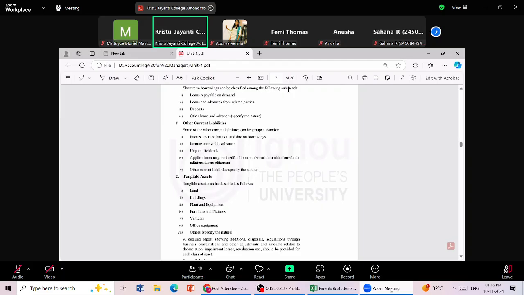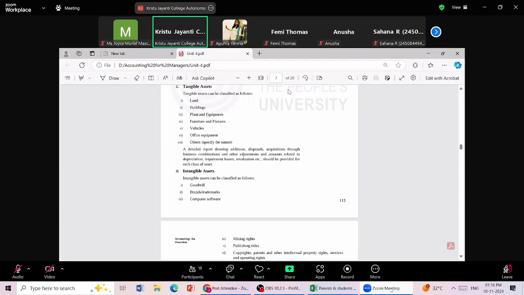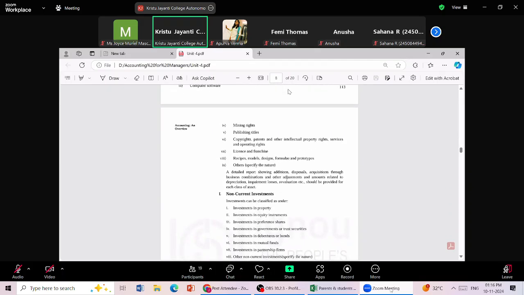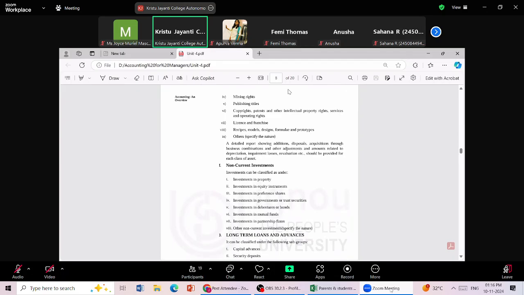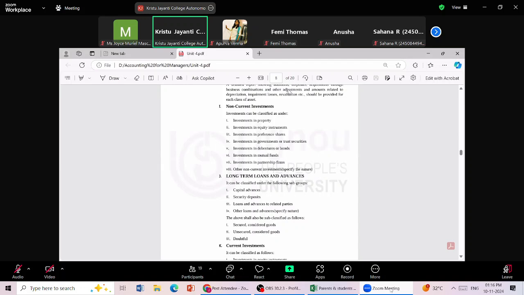Then tangible, we saw: anything which is fixed, movable, or anything which you can touch and see. Land, building, plant and machinery, all these items you can bring under tangible. And intangible is goodwill, trademarks, computer software, mining, publishing rights, copyrights, licenses, all will come under intangible. And non-current investment: any investment in equity, preference shares, government securities, any investment in bonds and debentures, mutual funds. All your investments which you have made, you can bring under non-current investment.